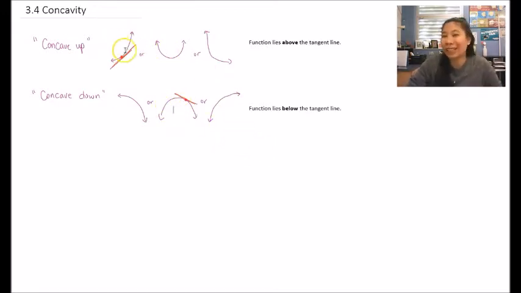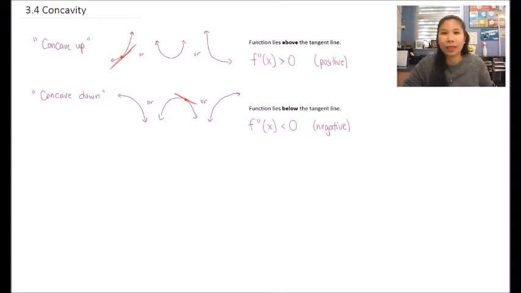We can even go equation style mathematically. The definition would look like this. If we were to look at the second derivative of f of x, so remember double prime means second derivative, if the second derivative is a positive number, then that means at that point it's concave up. If the second derivative is a negative number, meaning it's less than 0, then it would be concave down at that point.